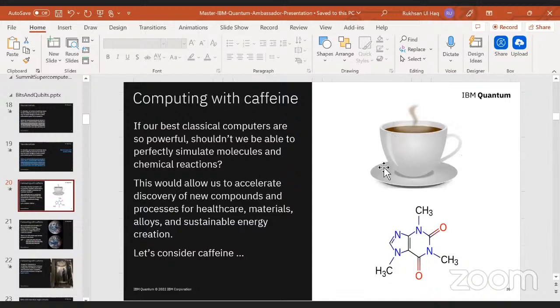Let's say the coffee we take every day: we want to take this coffee molecule and simulate it on a classical computer, just to see its properties, let's say its energy configuration or some other properties.